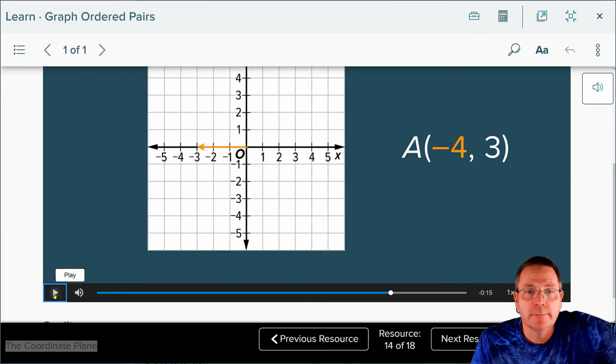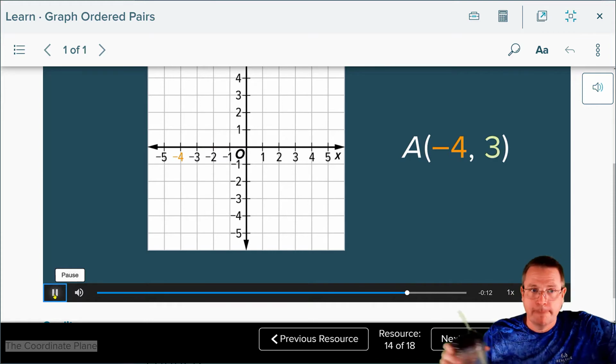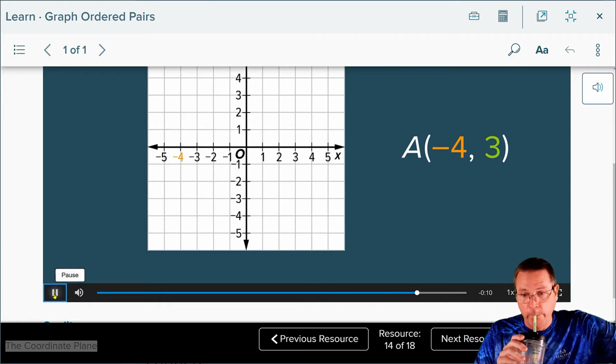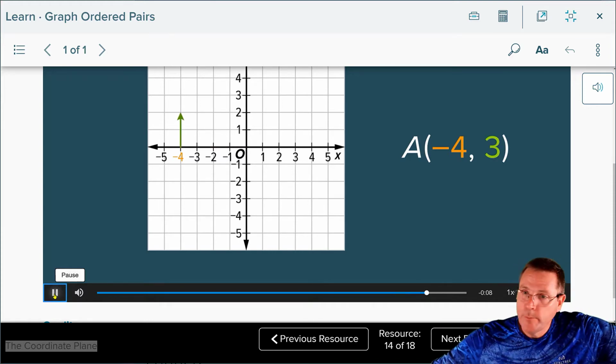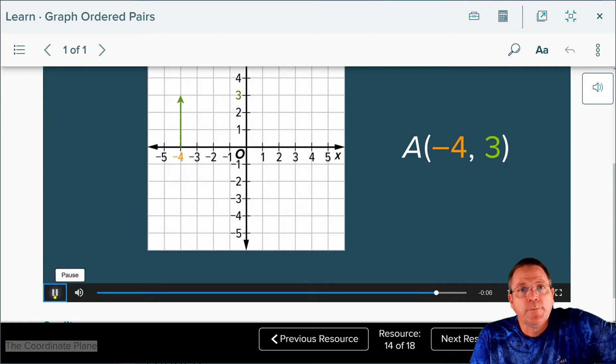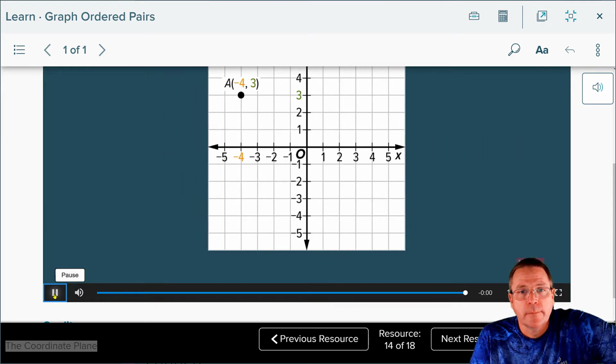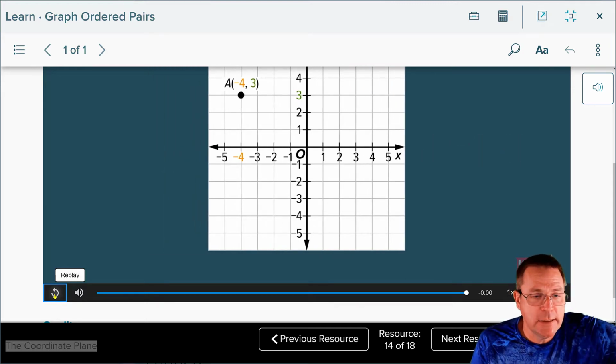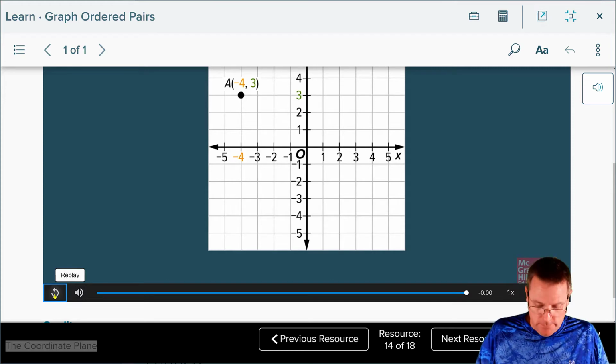Let's keep going. Axis from the origin. Since the y coordinate is positive, move up 3 units from the x coordinate. Graph point A at (-4, 3). Okay, easy enough. I think we can do this.